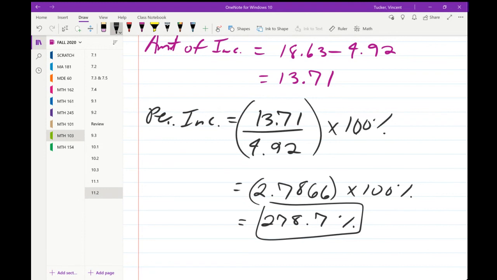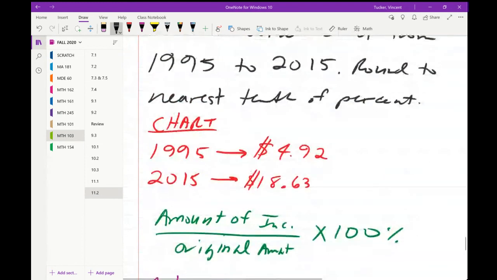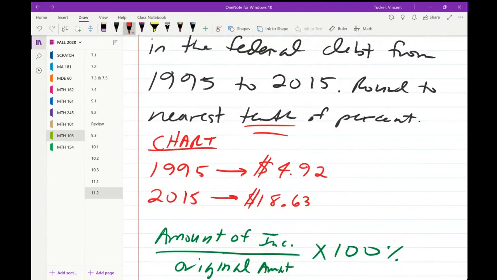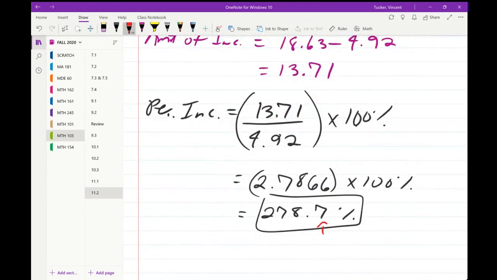Percent decrease is the same way. You will subtract the two values, place it over the original amount, and multiply it times 100%. Okay, cool. Thank you so much. Yeah, no problem. Also, make sure you guys watch out for that decimal place. Here they want us to round to the nearest tenth of a percent. So that's why we went there.